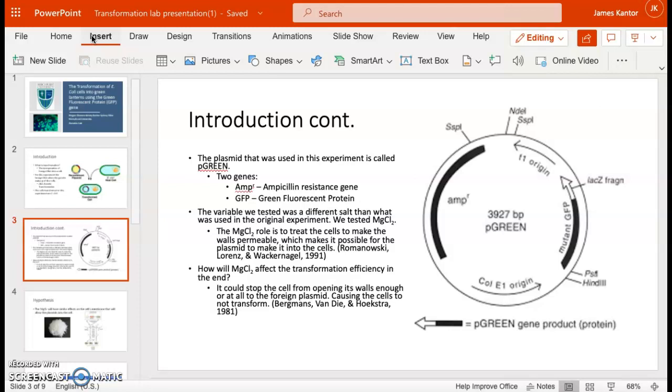And this would affect the transformation efficiency in the end, because if, for example, the CaCl2 salt that we used made it easier for the plasmid to make it through the cell wall and the magnesium chloride did not, then that would make the transformation efficiency much lower in the magnesium chloride cells. So it would make it much harder for the cells to transform, or they wouldn't transform at all.